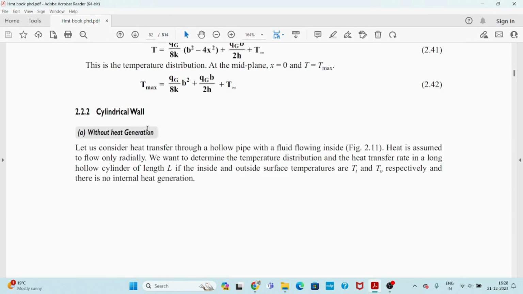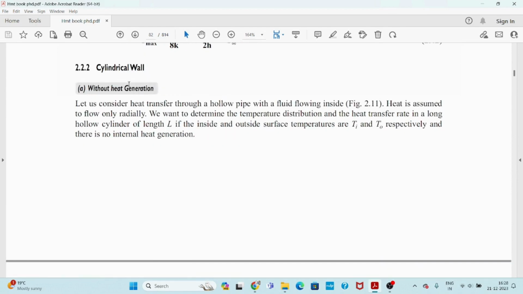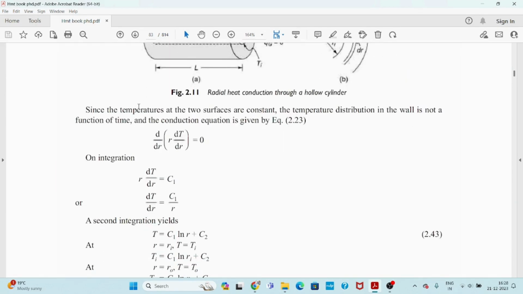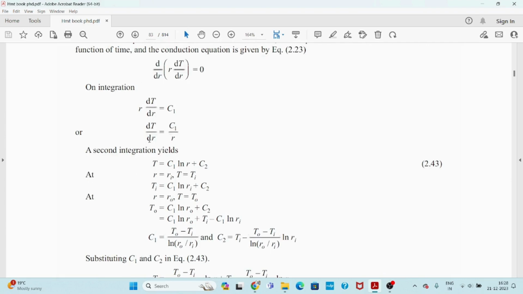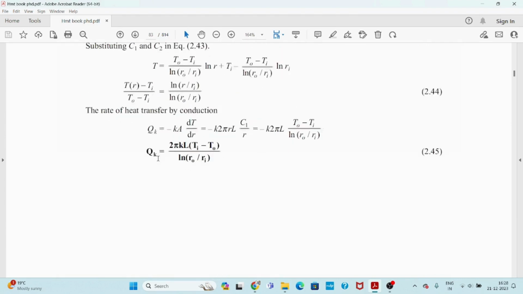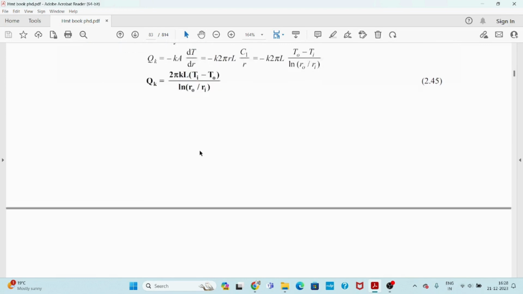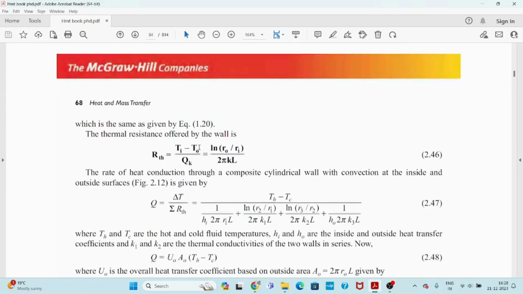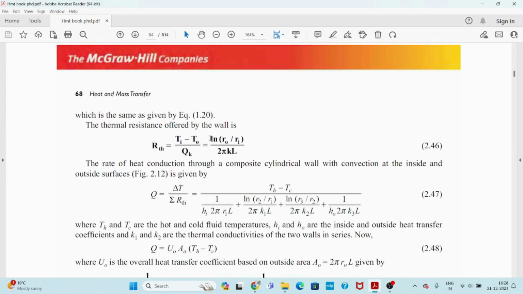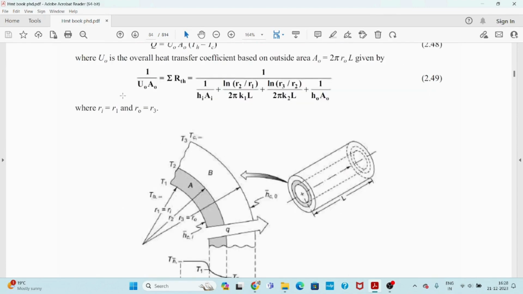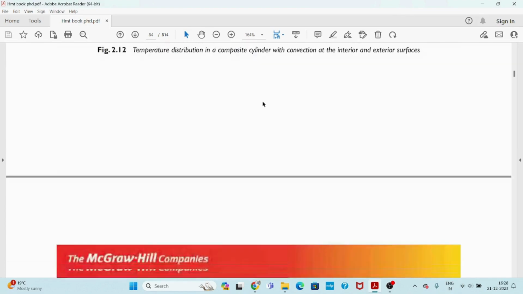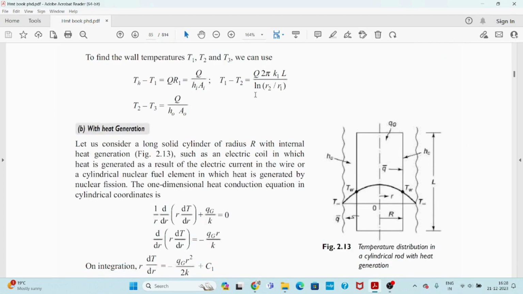In case of cylindrical wall without heat generation, this is the same question. But I told you, the previous equation you have to remember, and from that equation you can get the result. Just integrate and find the result after applying the boundary condition. This is the same formula for the cylinder, 2 pi KL (T1 minus T2) by ln(r2 by r1). So you just remember the fundamental equation and you can find all the derivations. This is the same we have told you, and you will remember this always.